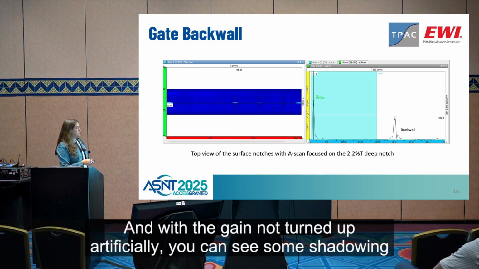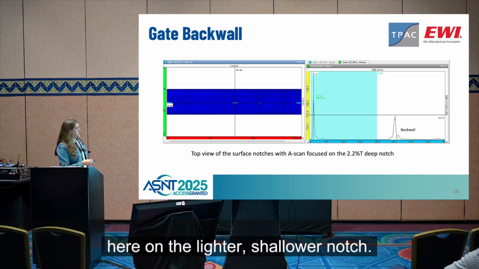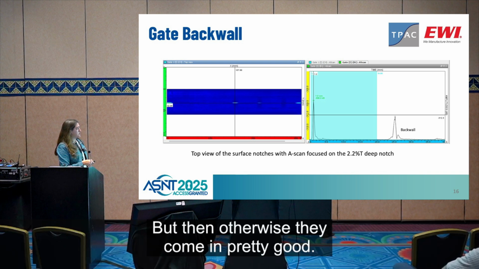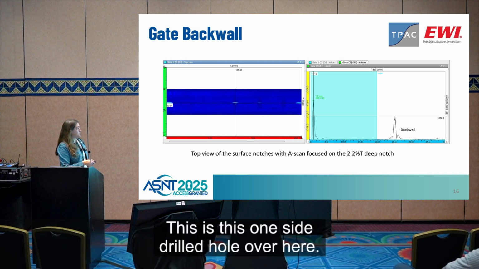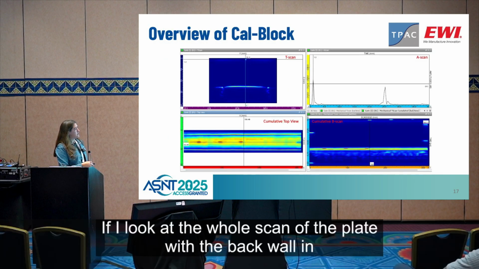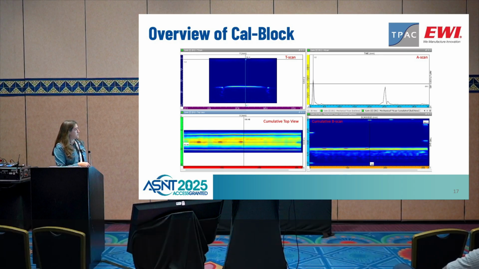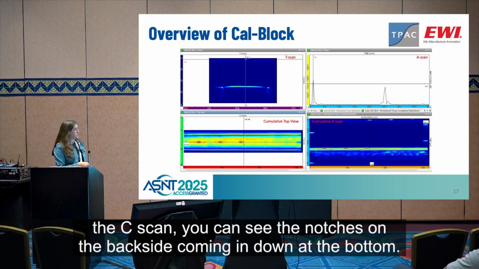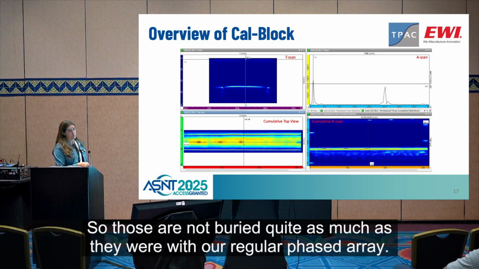And with the gain not turned up artificially, you can see some shadowing here on the lighter, shallower notch, but then otherwise they come in pretty good. This is this one side drilled hole over here, and this is our double side drilled hole on the left. If I look at the whole scan of the plate with the back wall in, the C-scan, you can see the notches on the back side coming in down at the bottom. So those are not buried quite as much as they were with our regular phased array.